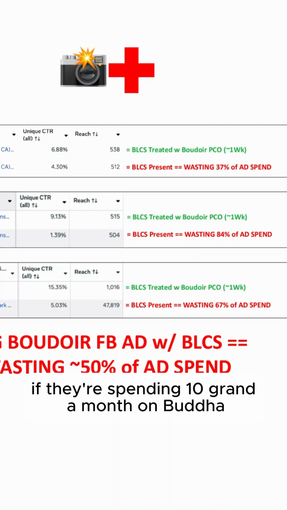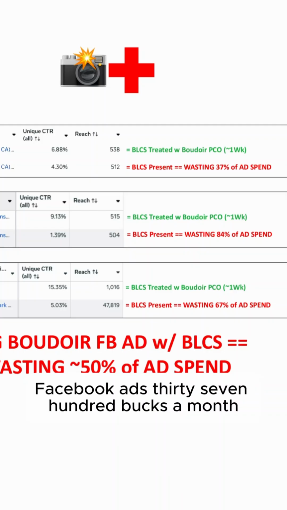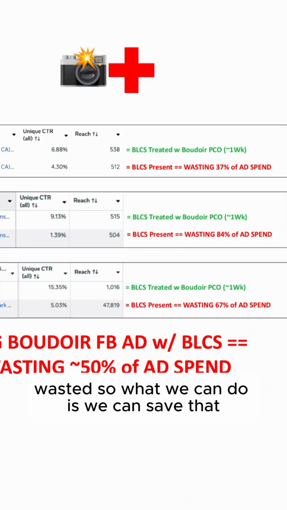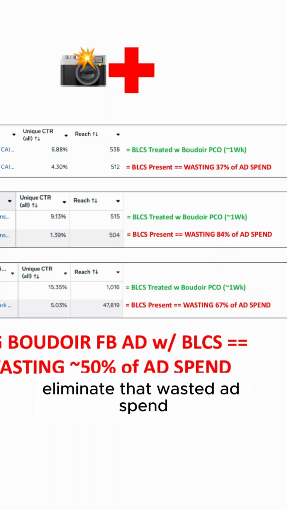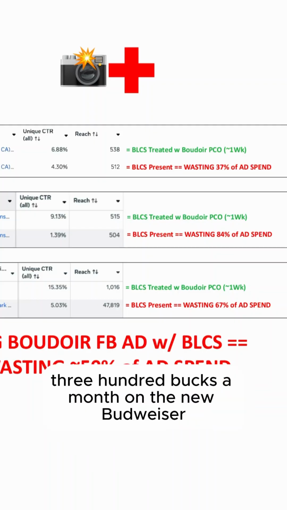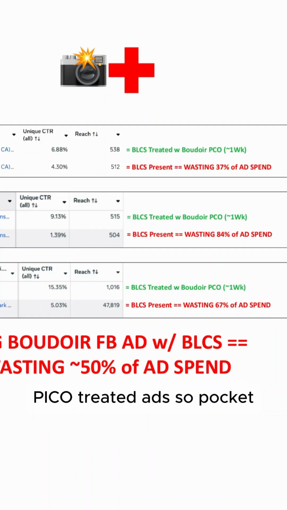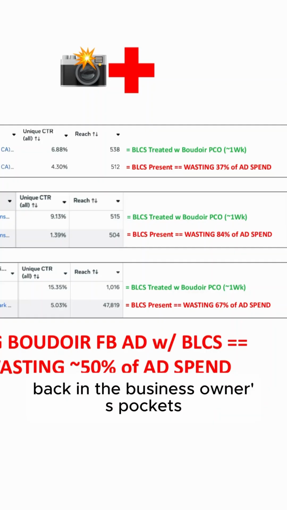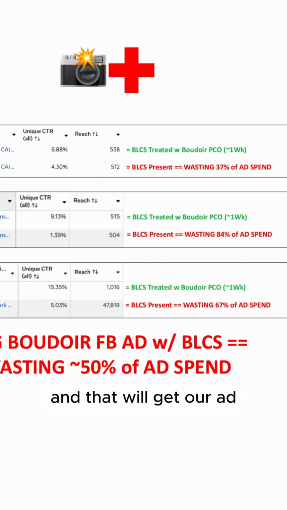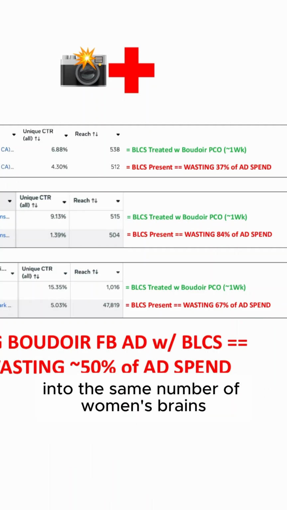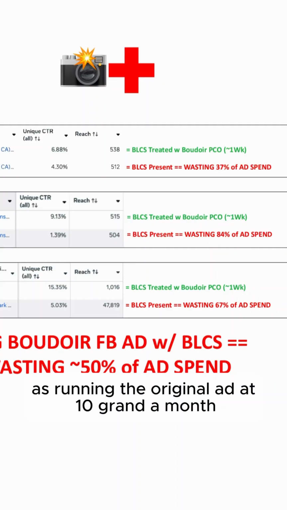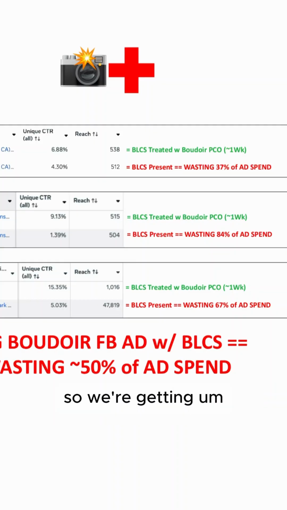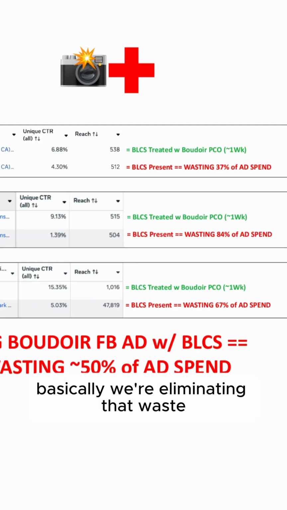So if they're spending 10 grand a month on Boudoir Facebook ads, $3,700 a month, every month is being wasted. So what we can do is eliminate that wasted ad spend, only spend $6,300 a month on the new Boudoir Pico treated ads. So pocket that, what's that, 40 grand over the next 12 months, kind of phantom profit back in the business owner's pockets. And that will get our ad into the same number of women's brains as running the original ad at 10 grand a month. So we're basically eliminating that wasted ad spend, putting it back in our pocket.